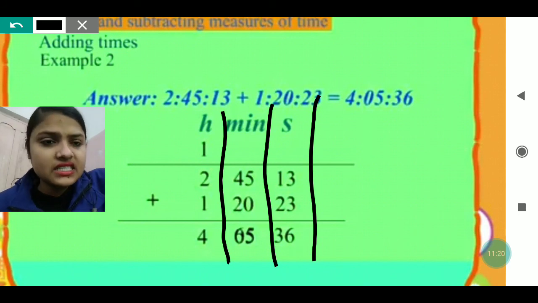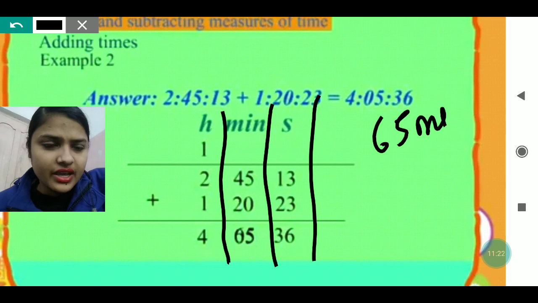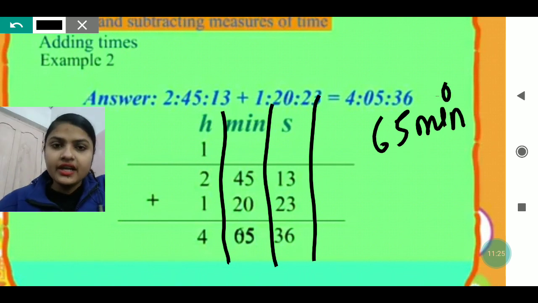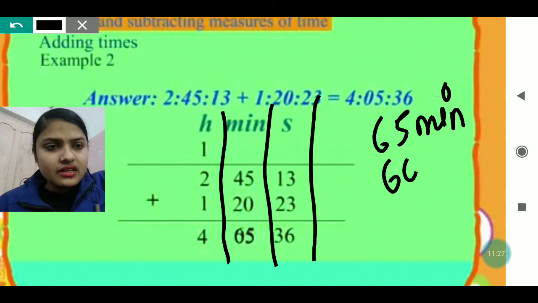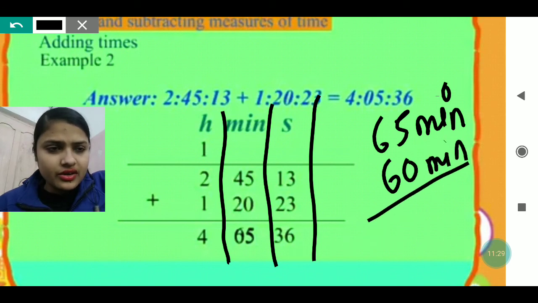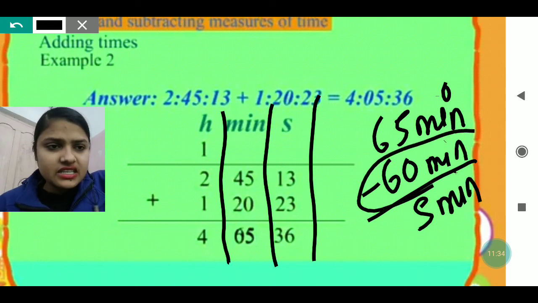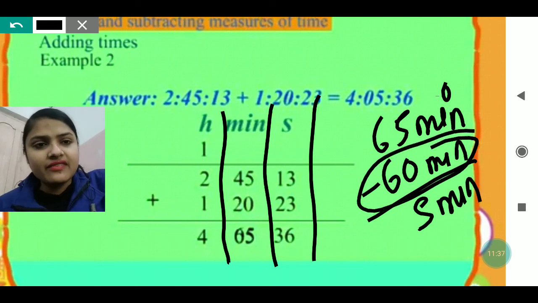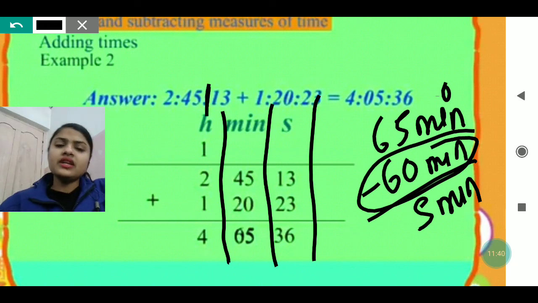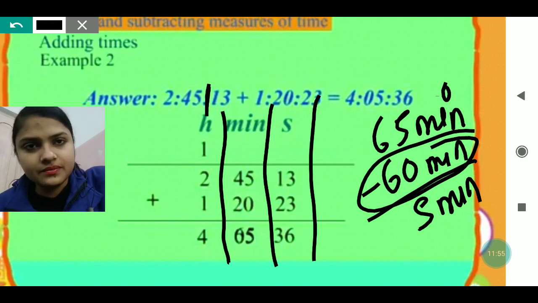So when you are getting 65 minutes, that 65 minutes will be converted by subtracting 60 minutes from this. When you subtract this, you will get 5 minutes. And this 60 minutes which you have subtracted from 65 will go in the hour column as 1 hour. So 2 plus 1 you will get 3, and plus 1 you will get 4. So the answer which you will get after doing the calculation is 4 hours 5 minutes and 36 seconds.